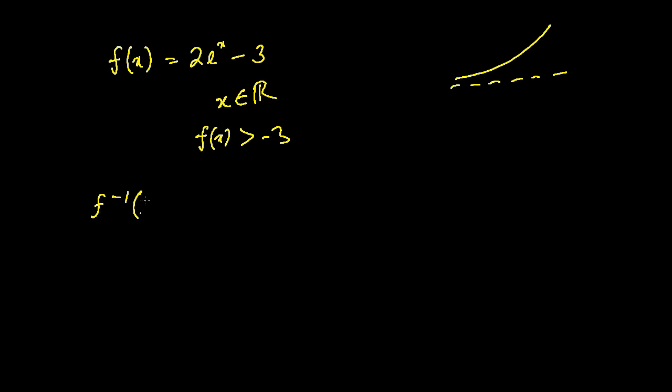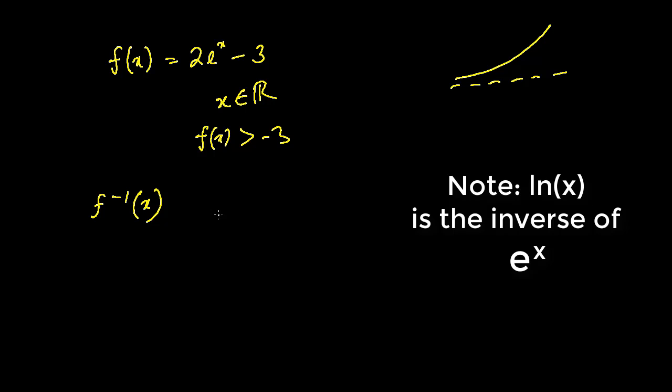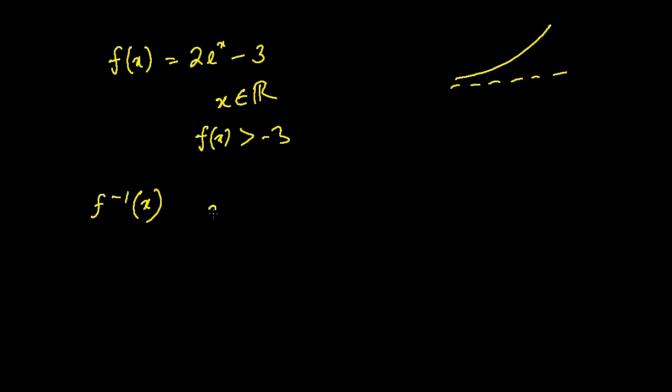Now in case of f inverse x, the range is going to be the domain, and the domain is going to be the range of f of x. So this is going to be x is greater than minus 3. So the range of f of x is the domain of f inverse x, and the range of f inverse x is going to be the domain, so it is all real numbers.